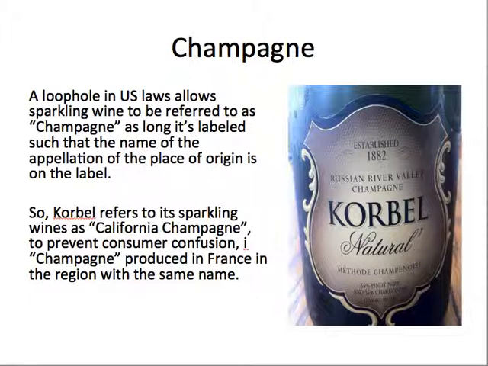But a loophole in the American law allows sparkling wine to be referred to as champagne as long as it's labeled such that the name of the appellation of the place of origin is on the label. So this one label says Russian River Valley Champagne or California Champagne. Okay. Notice this also describes the method champenoise. I mean, it's been made in a similar way to champagne, but it's not champagne.